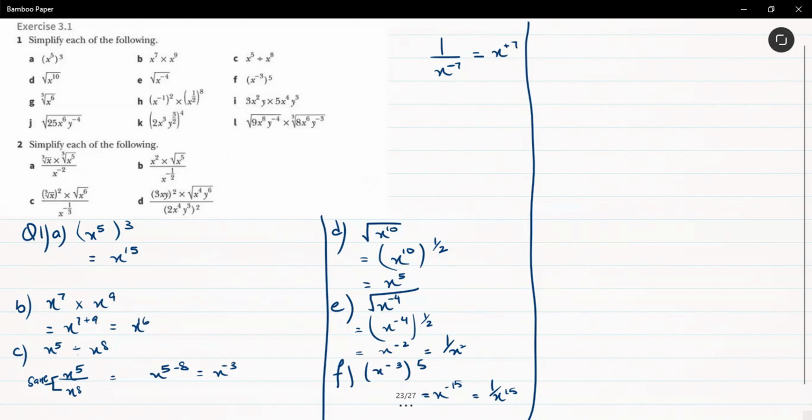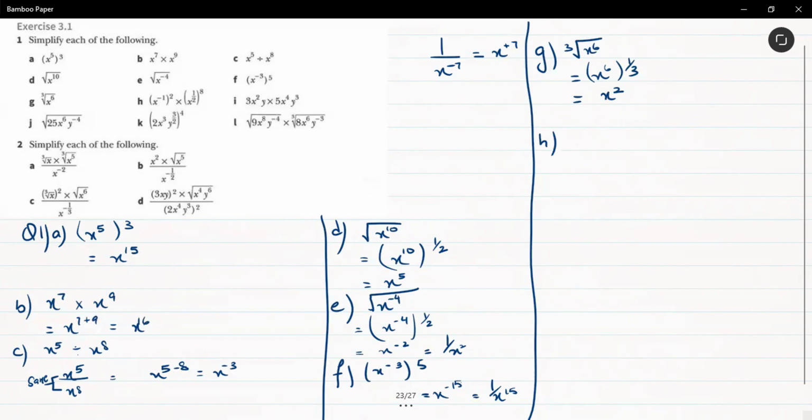So for part G, we have cube root of x to the power 6. Again, there's a cube root, so we say x to the power 6 is going to be raised to 1 over 3. You just multiply these two values. 6 divided by 3 is equal to 2. So x squared is our answer.